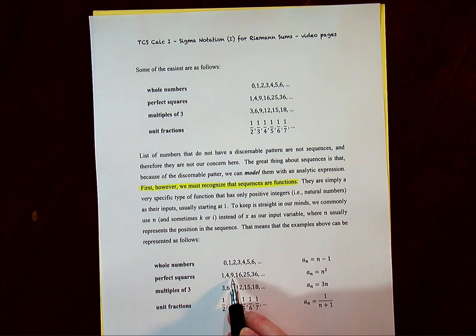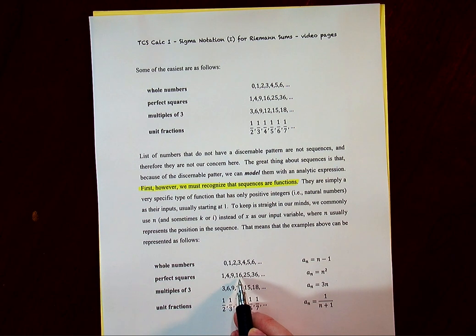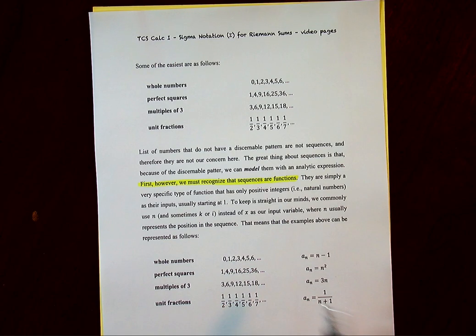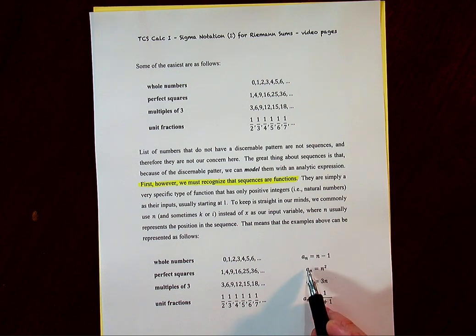Position 3 happens to be 3 squared. Position 4 happens to be 4 squared. And because of that, the model that I use, the a sub n that I use, is n squared.